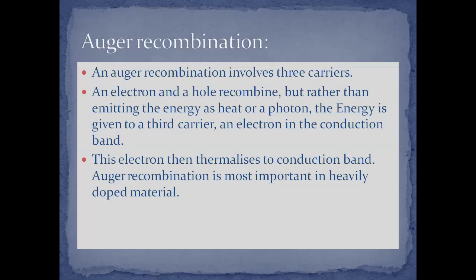Then coming to the non-radiative recombination, that is Auger recombination. This involves three carriers instead of only two, the electron and hole being recombined. One more carrier will be there. After an electron and a hole recombine with each other, the energy will be released, but rather than emitting energy in the form of heat or photon, that energy is given to the third carrier, which is in the conduction band. This electron then thermalizes to the conduction band edge. Auger recombination is most important in heavily doped materials.